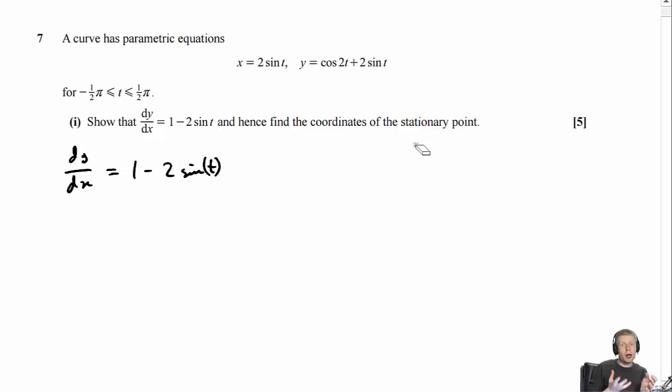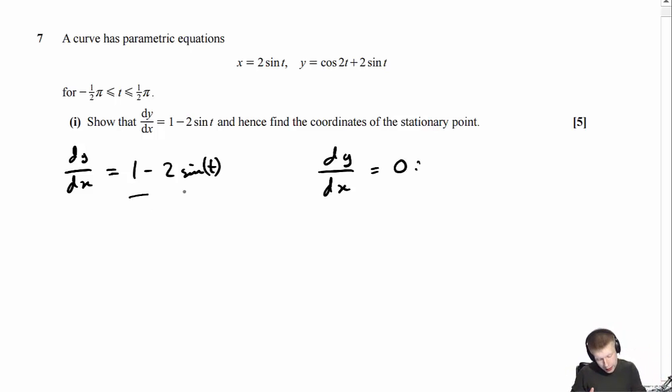So remember, a stationary point occurs when the gradient is 0. So in other words, when dy by dx, that's just the gradient function, is 0. So we've got dy by dx is 1 minus 2 sine t here. So we've got 1 minus 2 sine t is equal to 0. That's basically what I've done there. I've just set the gradient to be 0. It's just C1 stuff, okay?